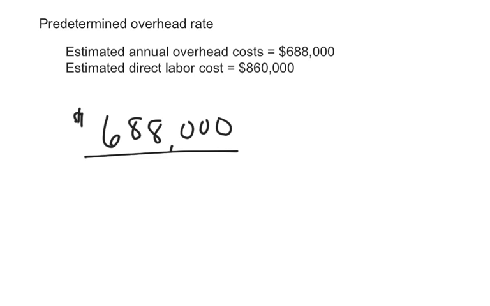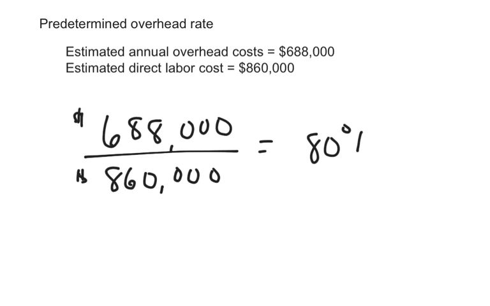We're going to divide that by an activity base. Our company uses direct labor cost. So we're going to divide that by that $860,000, again, that we're estimating we're going to have. I don't know that, but we're using an estimate. So do the math here, and this is going to give me an 80%. That means that I'm going to take 80% of my direct labor costs and apply that out as factory overhead.